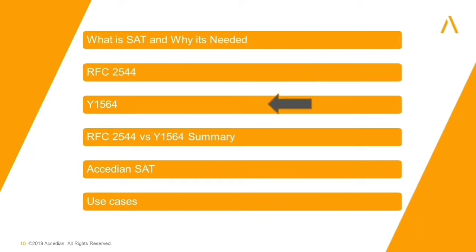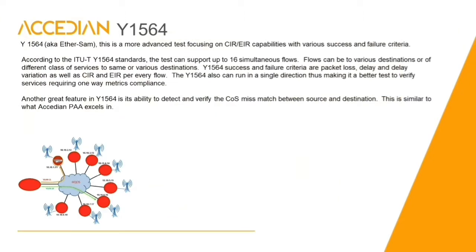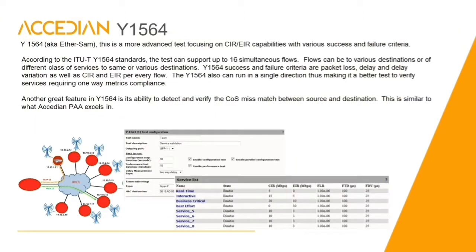Y1564, the rival. Y1564, aka EtherSAM, is a more advanced test focusing on CIR and EIR capabilities with various success and failure criteria. According to the ITU Y1564 standard, the test can support up to 16 simultaneous flows. Flows can be various destinations or different classes of service, or a combination of both.